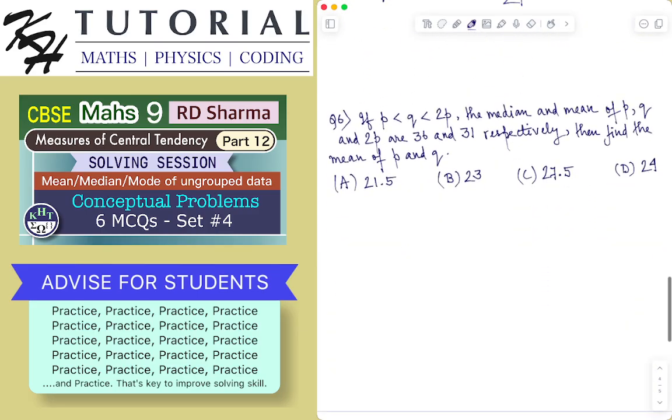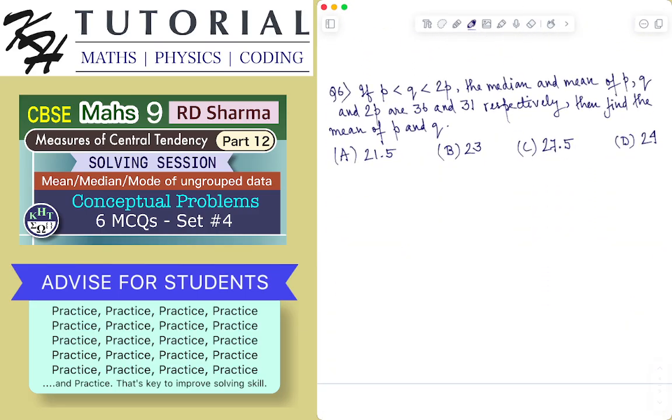Let's see question number 6. If P is less than Q is less than twice P, the median and mean of P, Q and 2P are 36 and 31 respectively. Then find the mean of P and Q.